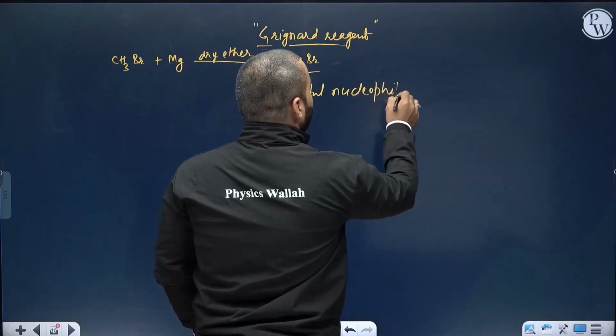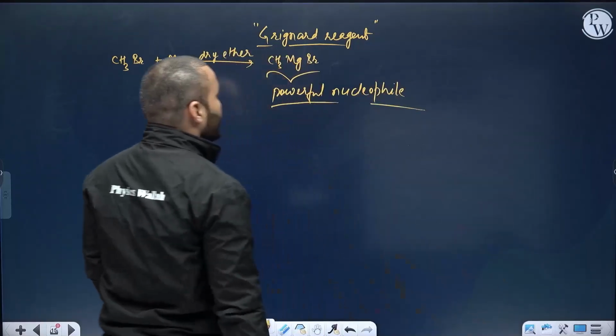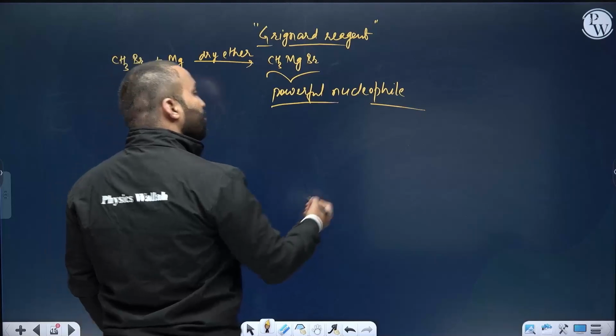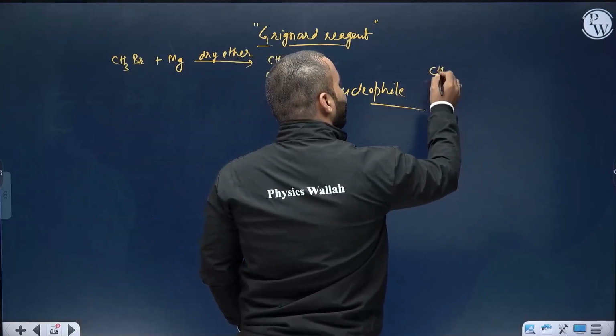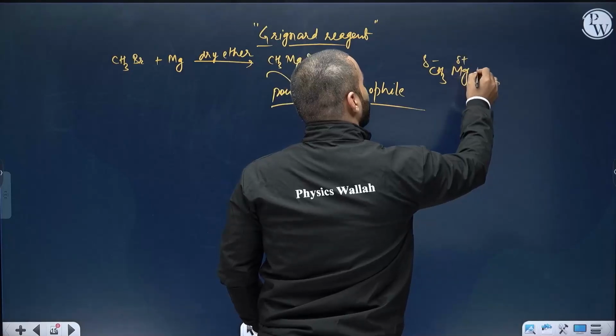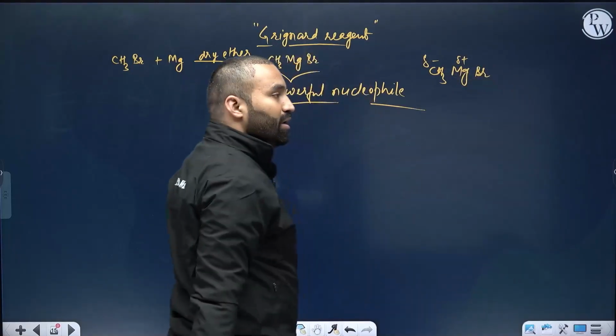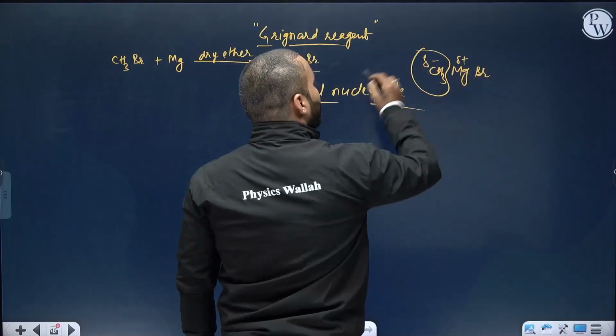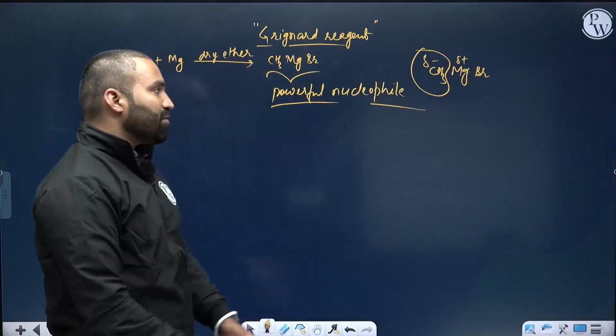Powerful nucleophile. Okay, what is it? Why is it a powerful nucleophile? Because CH3 is supposed to have a negative charge here. Huge delta negative charge here. This becomes a powerful carbon-containing negatively charged species, and carbon-containing negatively charged species are powerful nucleophiles.